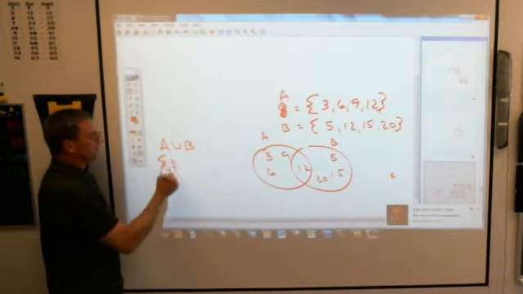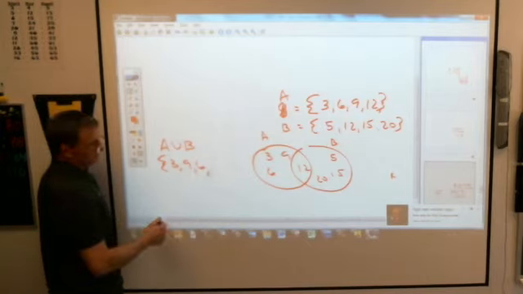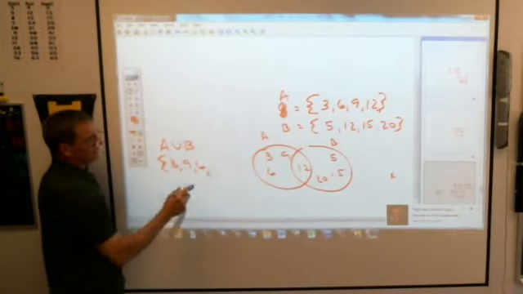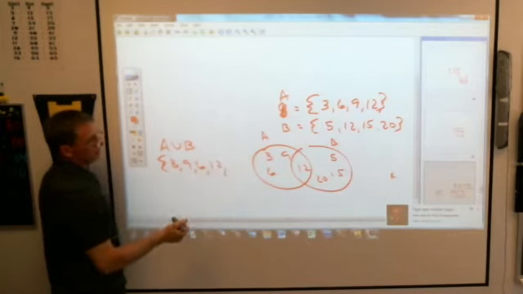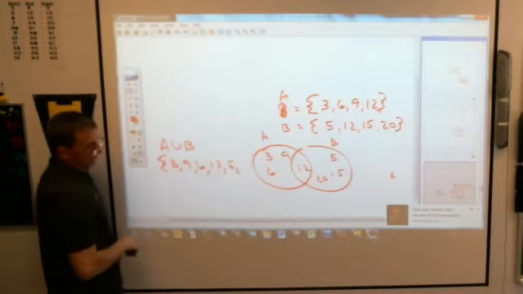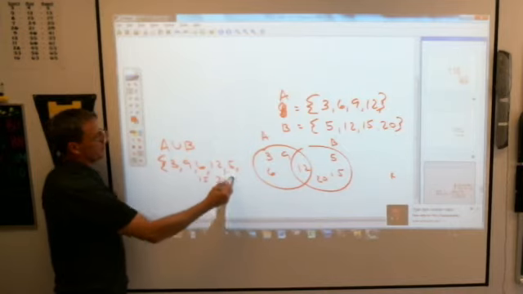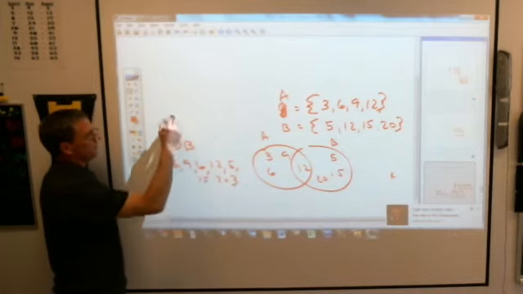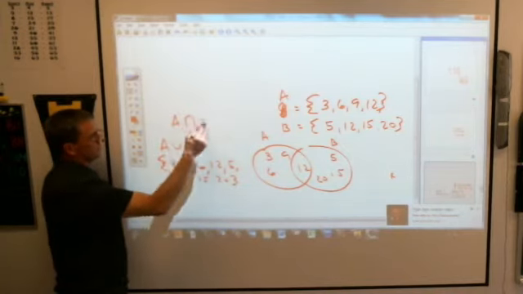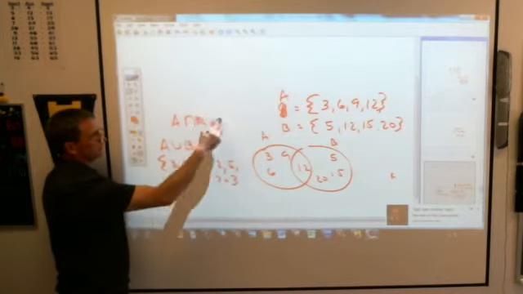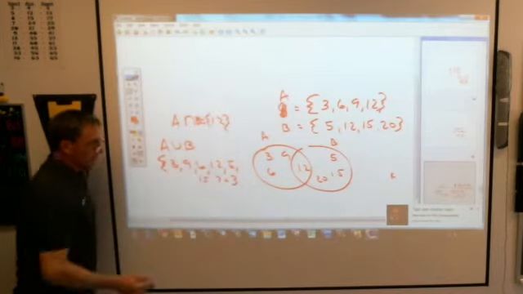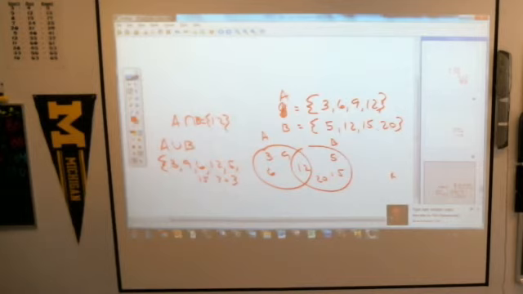3, 9, 6. I don't like to put my 12 twice, 12, 5. Is that all? 15, 20. 15 and 20. That is the union. The intersection of those would be just 12. How many feel relatively uncomfortable that this is or isn't what they should be doing? Anybody?